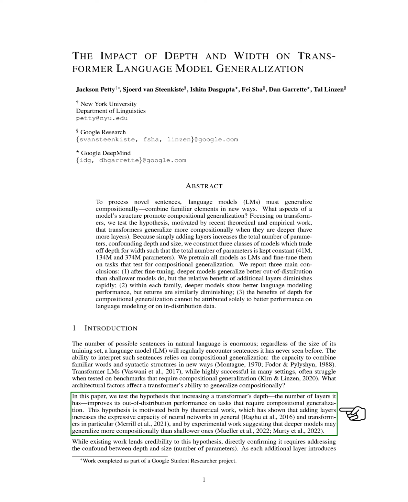Our hypothesis is based on both theoretical and experimental work. Theoretical work has shown that adding more layers to a neural network can increase its expressive capacity, and experimental work suggests that deeper models may be better at compositional generalization.